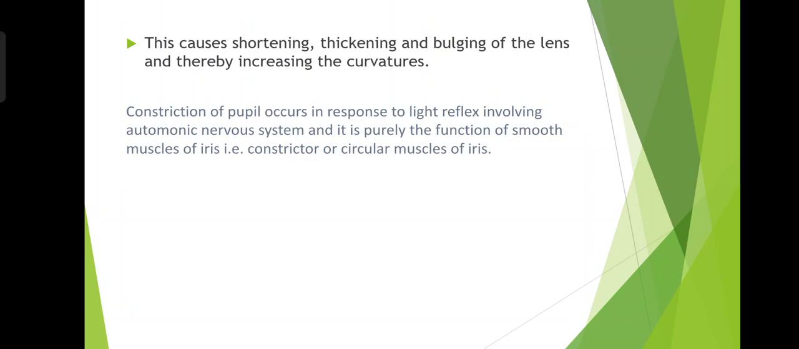The constriction of the pupil occurs in response to the light reflex involving the autonomic nervous system, and it is purely a function of the smooth muscles of the iris, for example, the constrictor or circular muscles of the iris.